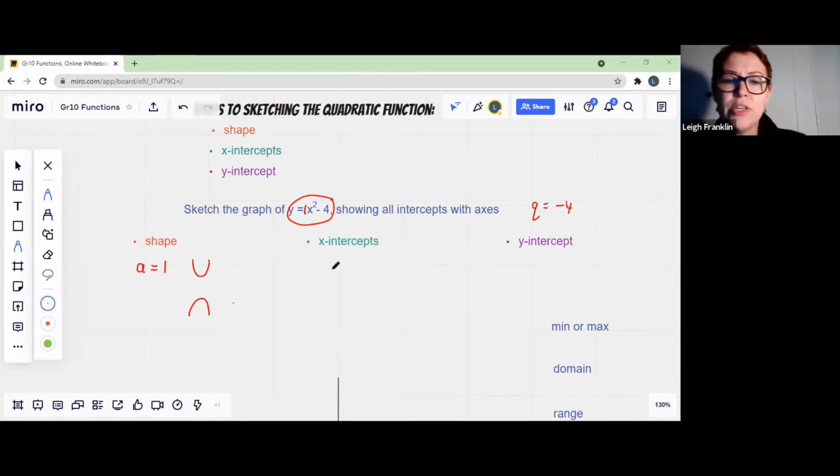How are we going to find the X-intercepts? Does anybody know how to do that without me telling you? You can type it in the chat. Does anybody know how to find the value of the X-intercepts?